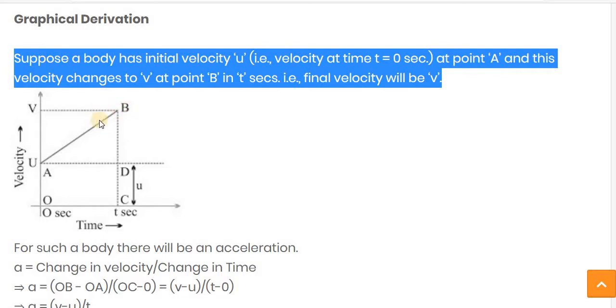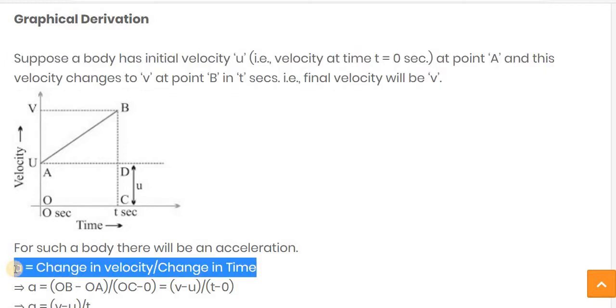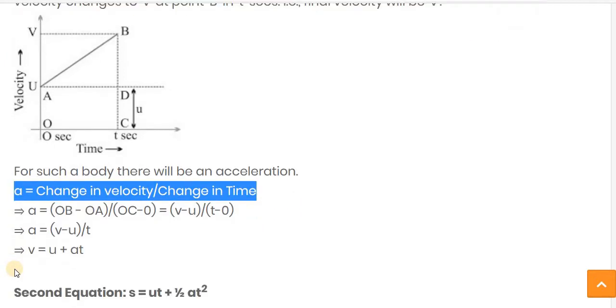The change is at the point B, meaning AB is there. So the final velocity will be v. For such a body, there will be an acceleration. a is equal to the change in velocity divided by the change in time. Here the change in velocity means A to B.